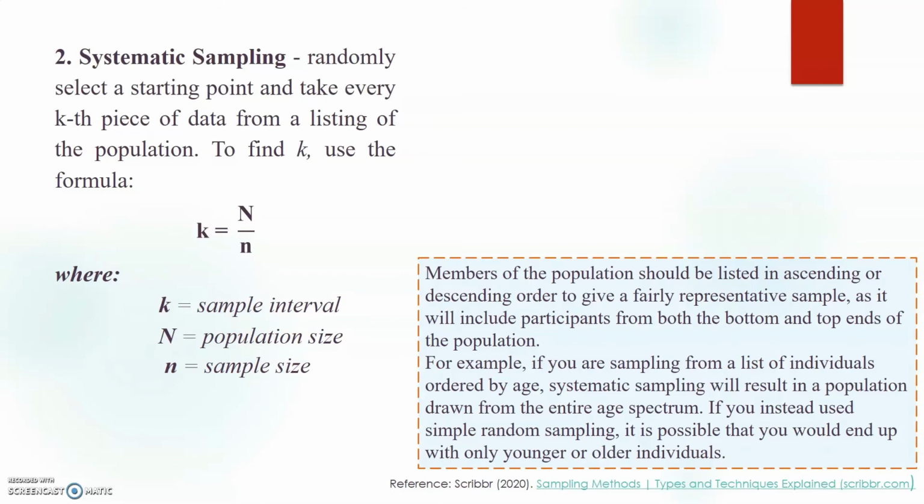Whereas in systematic sampling, because we do ordering, we do listing, and the list is ordered, may it be in increasing or decreasing order, we are sure that at the very least, all of the ages in the age spectrum are fairly represented in the sample. And this makes our data more valid.